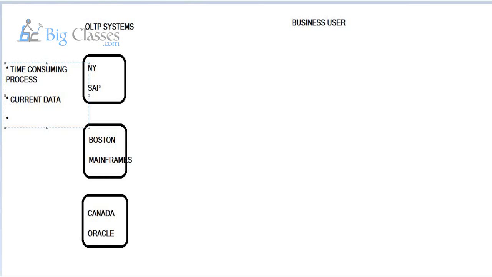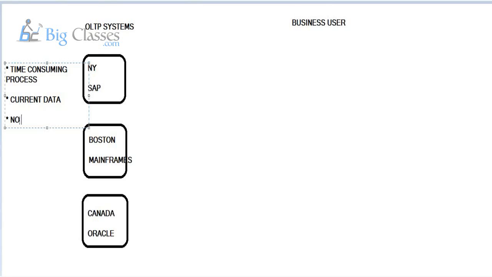So since the business user is willing to understand how the business is running across the USA, he has to basically go into each system to understand the business. So you don't have the integrated data here. No integrated data is present.